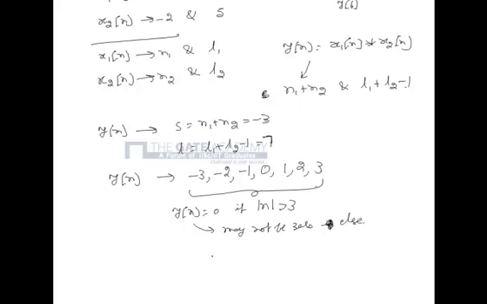So from the given options, y of n may not be 0 at n equal to 0. So we see that y of 0 may not be 0, hence the correct option is B.